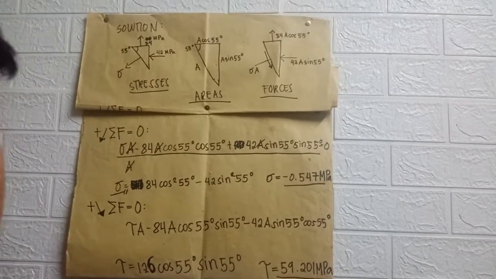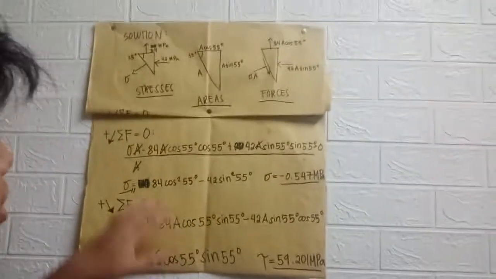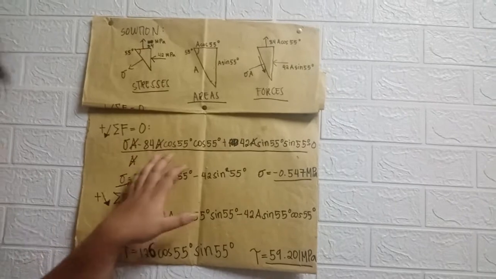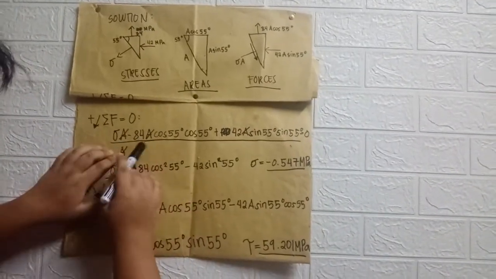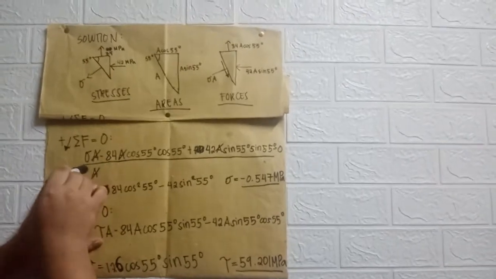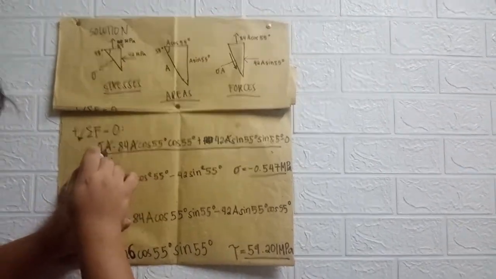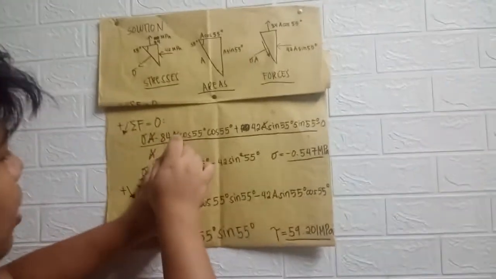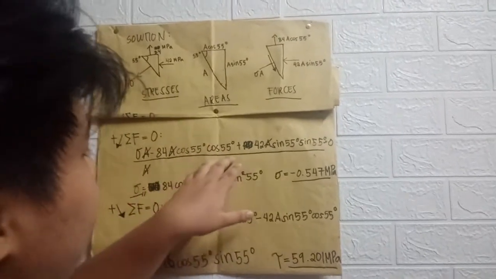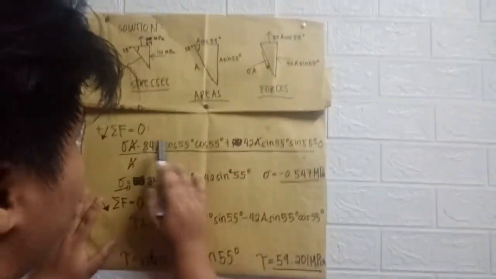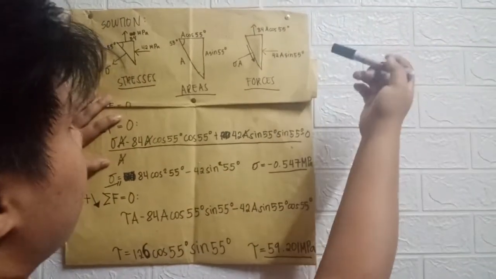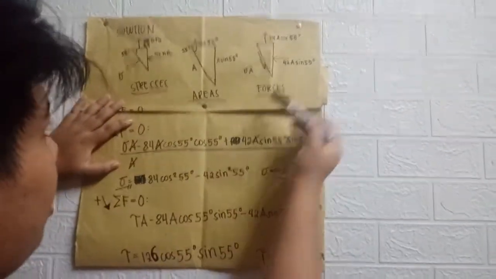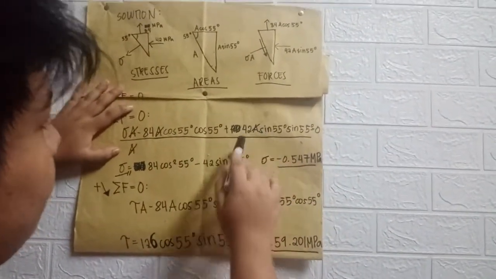So this is what I did in the solution. So this is what I recently found out, a shortcut. So what I did is this: normal stress times A minus 84A cosine 55 degrees times cosine 55 degrees. These two are from the forces, the 84A cosine 55 degrees and the 42A sine 55 degrees. So this is what happened.